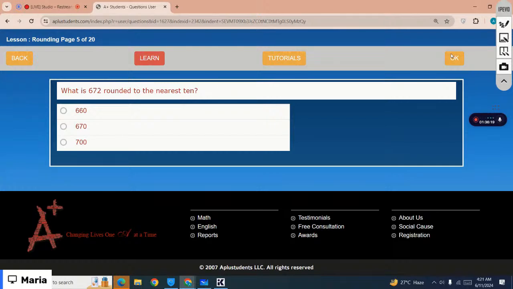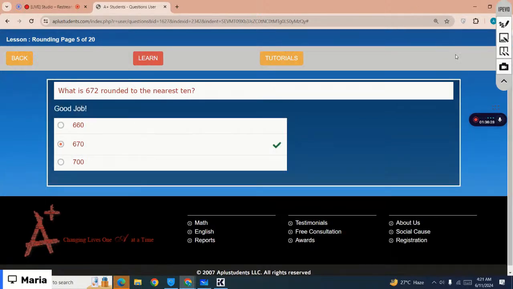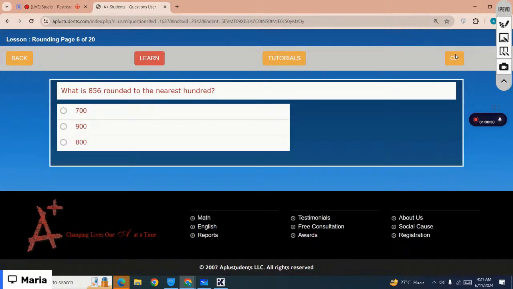The correct option is 670. It is because you have to round it to nearest 10. So first read the question carefully and then answer, right? What is 856 rounded to nearest 100?